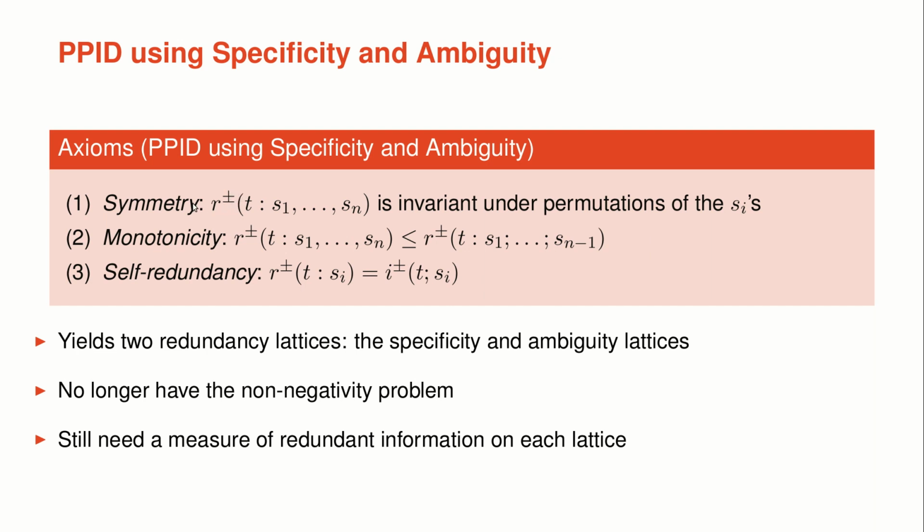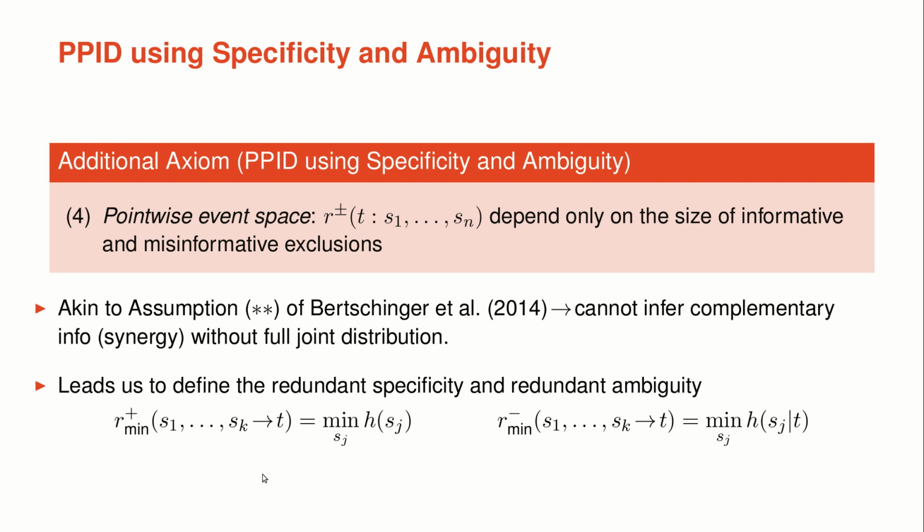What we can do is directly map these first three axioms straight across to the specificity and ambiguity. And this yields for us two separate redundancy lattices, one for each component. We no longer have a problem with negative components. Now our components are non-negative in each of the specificity and ambiguity spaces. So we have the lattices, but we still need a measure of redundant information on each lattice. To lock that in, we need one more axiom.